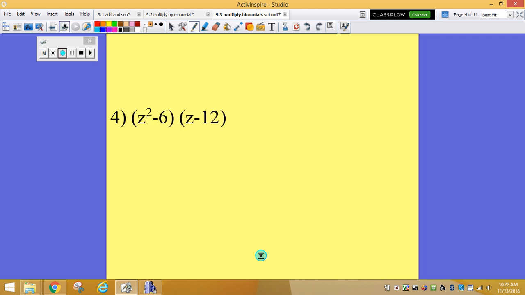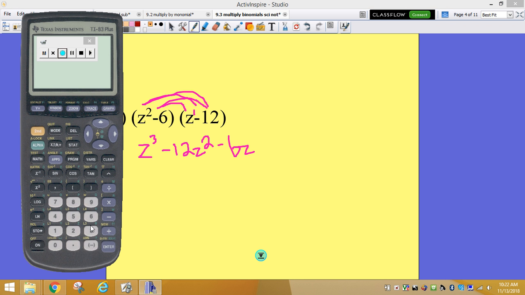All right, I'm going to let you guys, well, no, let's do this one together. This has a 1, so let's multiply. Z squared times z to the first. Remember, you add exponents, so 2 plus 1 is 3. Z squared times negative 12 is just negative 12z squared. Negative 6 times z is negative 6z. Negative 6 times negative 12 is a positive 72.